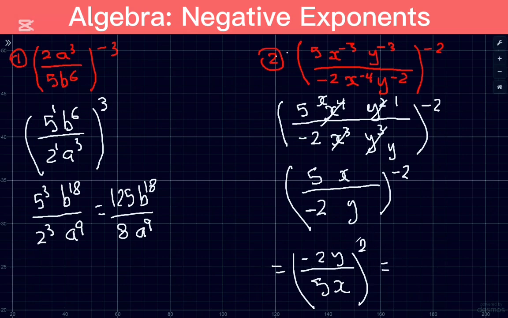Now the negative to the power of 2 gives you positive 2 to the power of 2, because remember there's a 1 here, so this becomes 2 to the power of 2, which gives you 4. And the y has a 1, 2 times 1 is 2, so that becomes y squared. And also 5 becomes to the power of 2, which is 10, and this x becomes x squared.